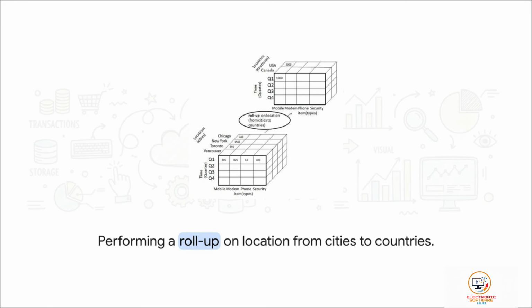Here is exactly what that zooming out looks like in practice. On the bottom block here, we have highly detailed, lower-level data based on specific cities: Chicago, New York, Toronto, and Vancouver. But the moment the analyst applies a roll-up on location, the system physically compresses that geographic dimension upward. The granular city data seamlessly merges into broader country categories on the top block, USA and Canada. It gives you a perfect macro-level summary of your business performance.